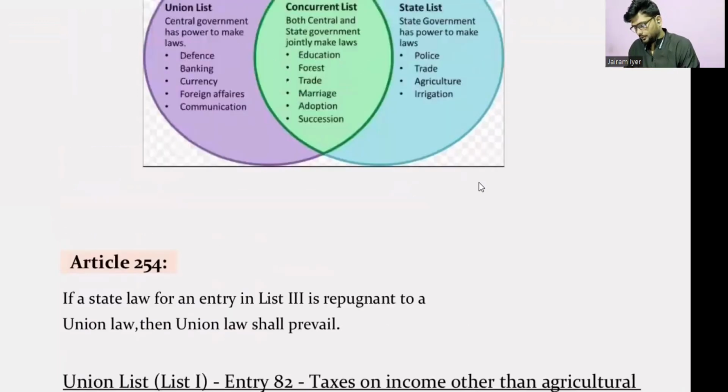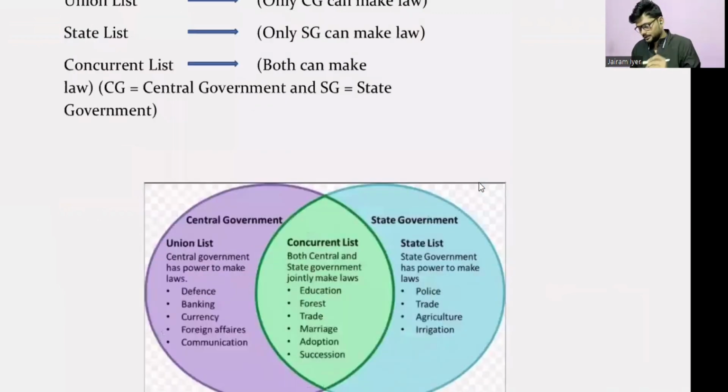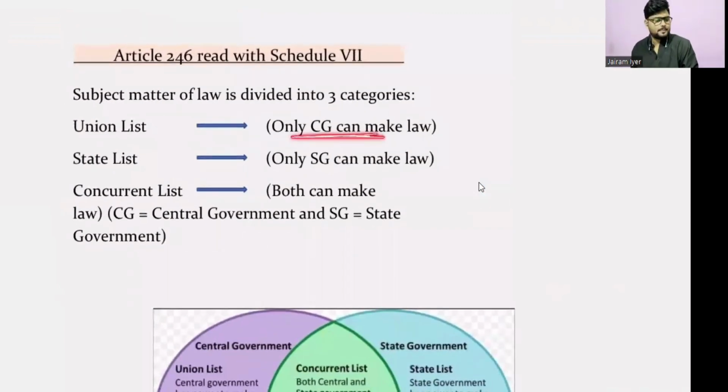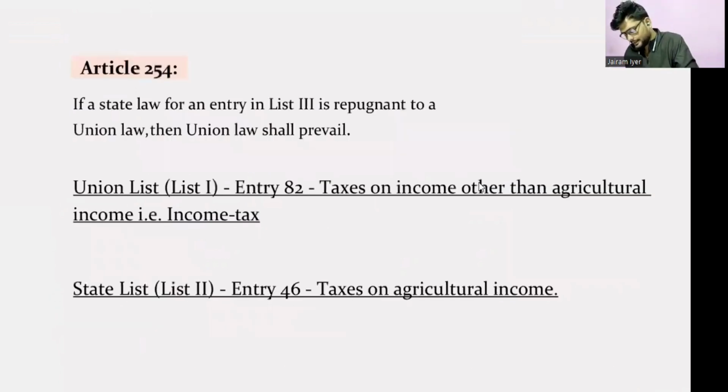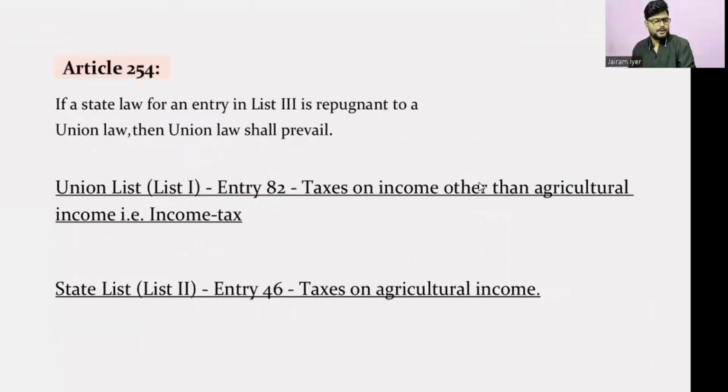Okay. Now, in the union list, which I told you is where the central government can make law, there are several entries, and one of them is entry 82. Entry number 82 says that the central government has the power to collect taxes on income other than agriculture income, that is income tax. That means the center has the power to levy income tax, and that is the reason why today we are studying income tax, because there is the authority of law behind it, but not for the haftas and all.